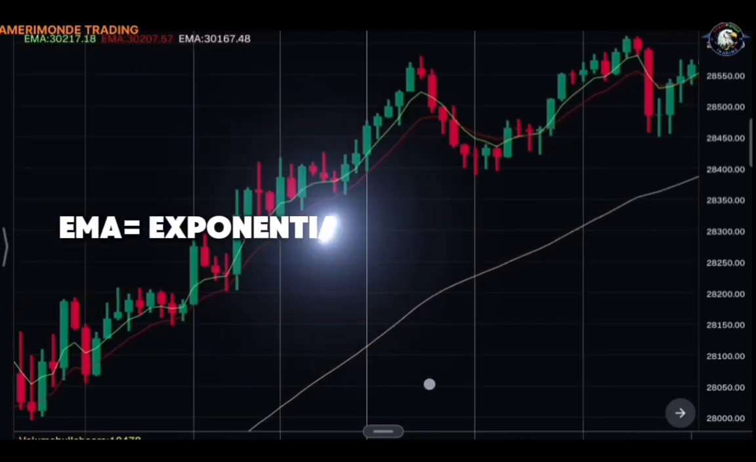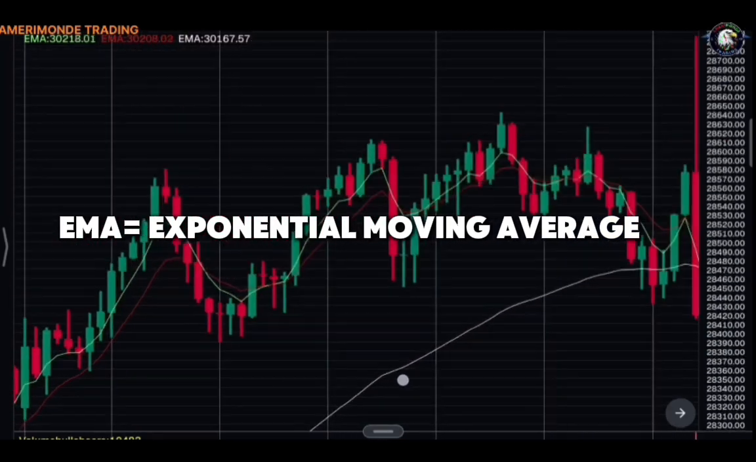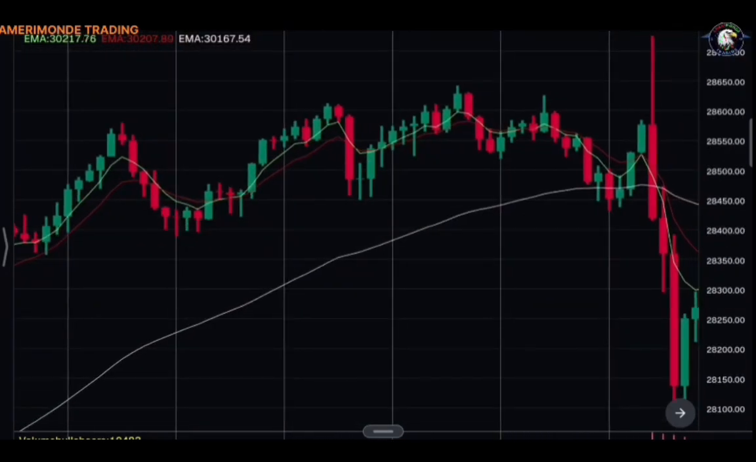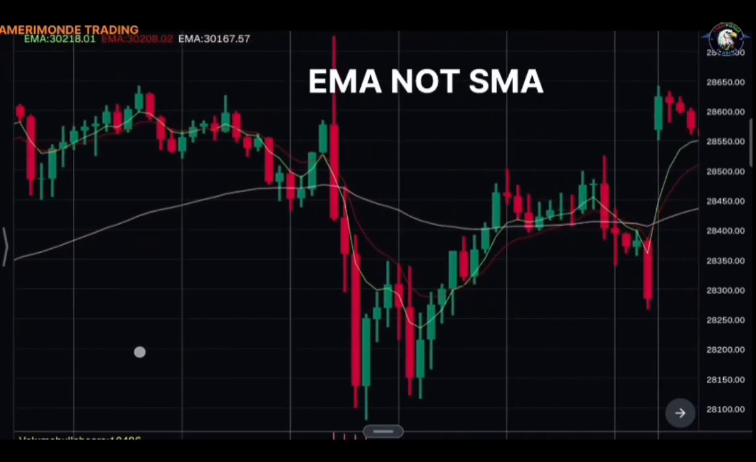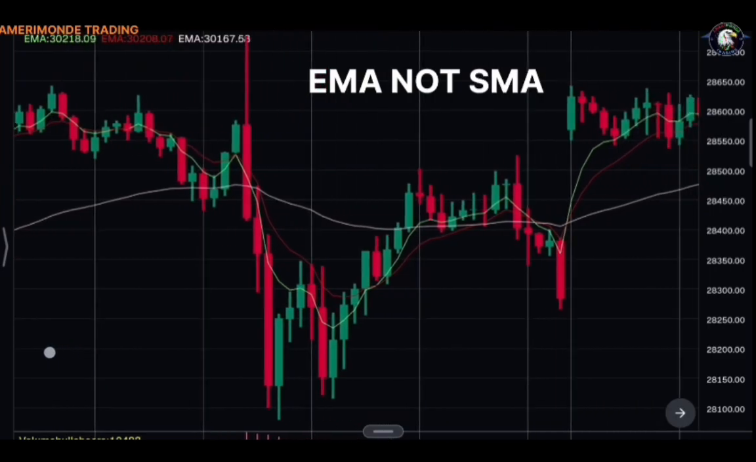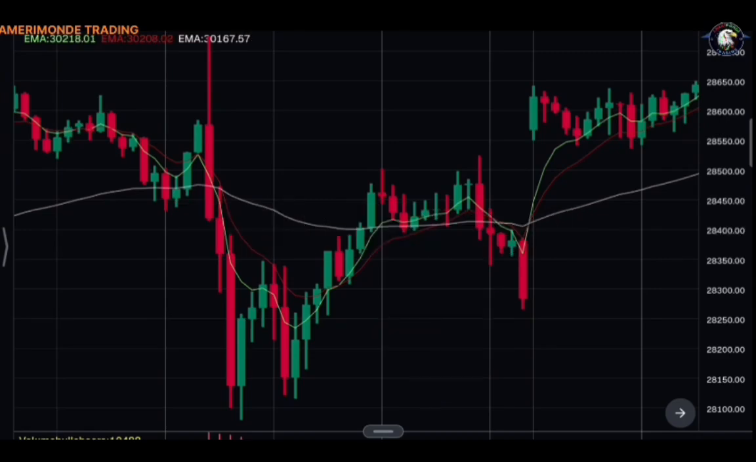What is EMA? Exponential moving average. It's different from simple moving averages. SMA is slow and old. EMA is fast. It follows the price right now. It gives more weight to recent candles. That's why smart money uses EMA. Think of EMA like a magnet. Price always wants to come back to it. And when we use 3 different speeds of EMA, we can see who is controlling the market, buyers or sellers.